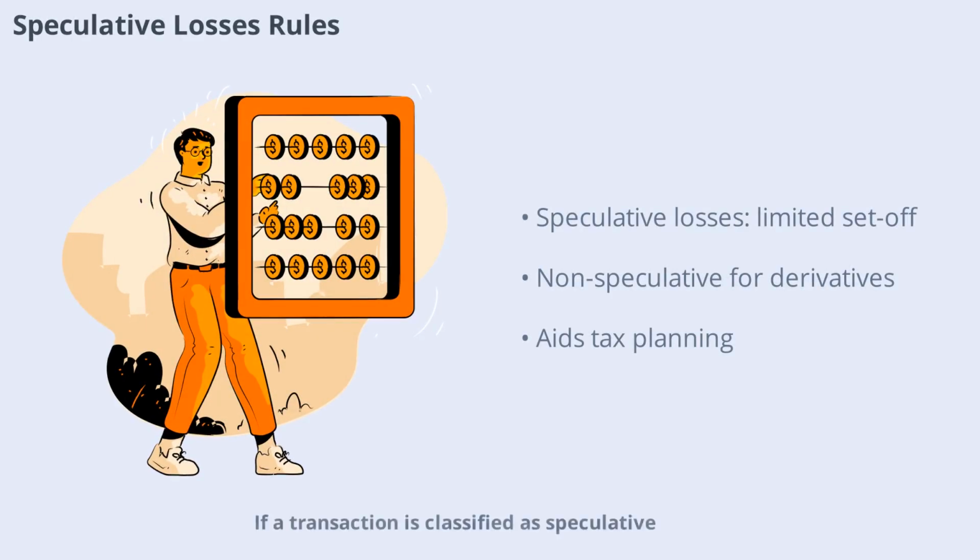If a transaction is classified as speculative, losses can only be set off against speculative income. This restriction does not apply to exchange-traded currency derivatives, which are generally treated as non-speculative. Understanding this distinction is important for accurate tax planning and compliance.